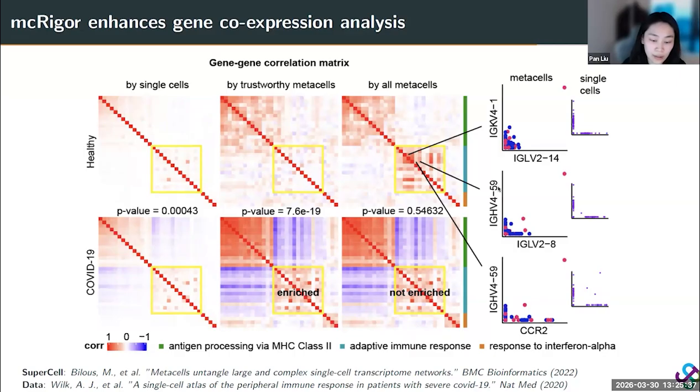Then going back to the data, we found that the reason why there is no significant enrichment when all metacells are used is that these dubious metacells, shown as these pink spots, falsely drove the correlation to be really high in the healthy group. And our mcRigor is able to remove them to eliminate this kind of bias and eventually detect this module's gene co-expression enrichment.